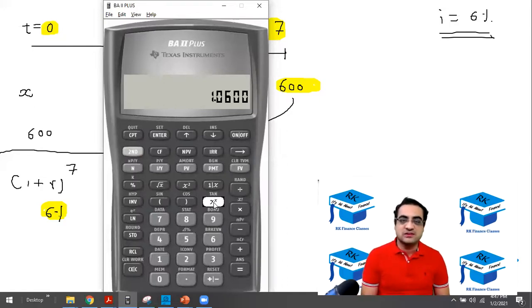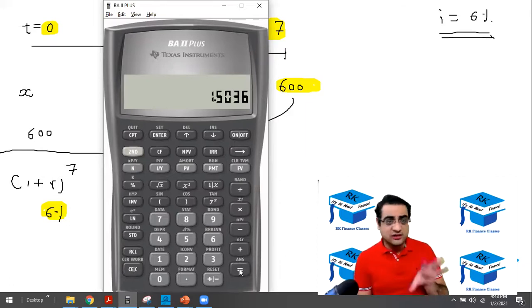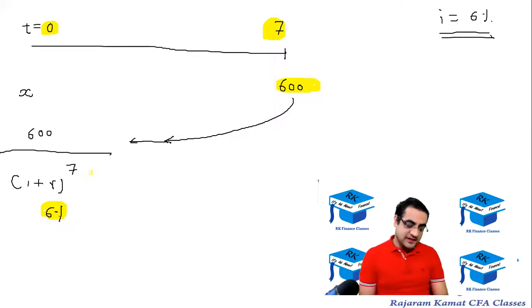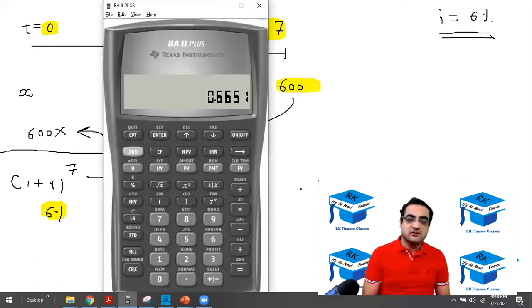Then press 7 equal to, and the denominator is over. I repeat, 6% plus 1 equal to 1.06, then press raised to, press 7 equal to, so the denominator is over. Now take the denominator up by pressing the 1 by x key. So denominator will come up, and then in the numerator you have into 600. So press into 600.